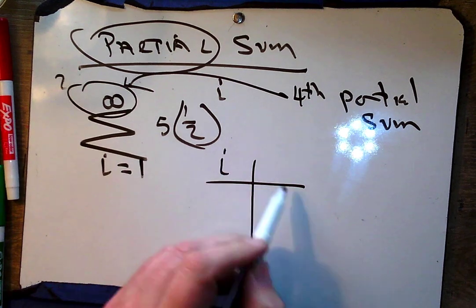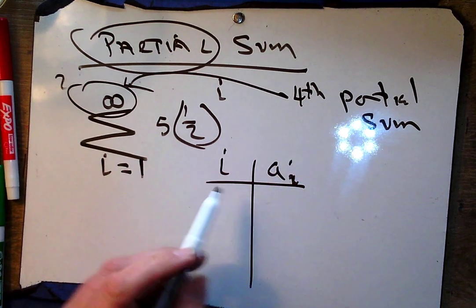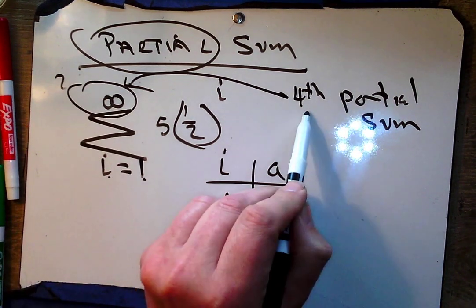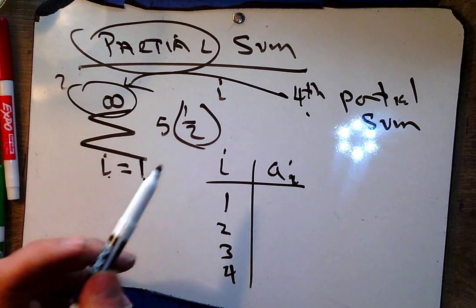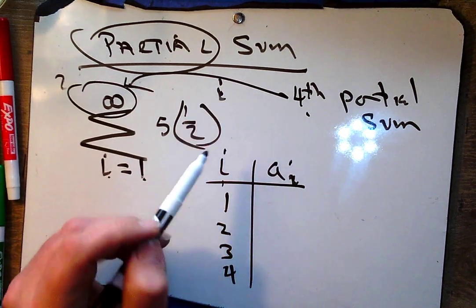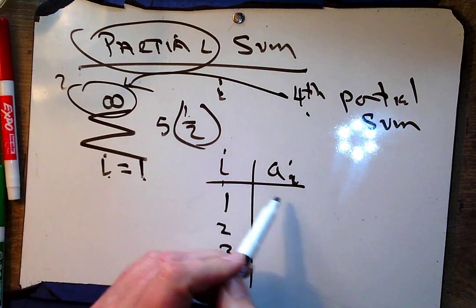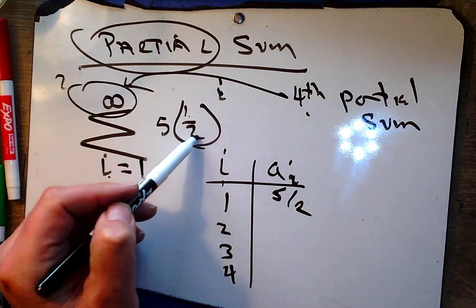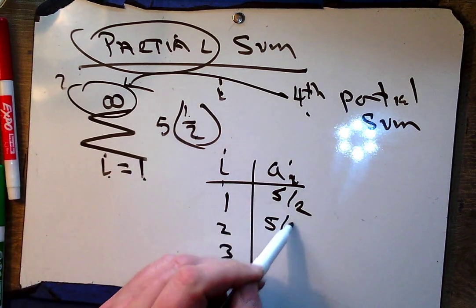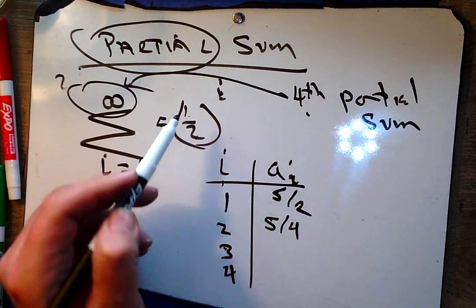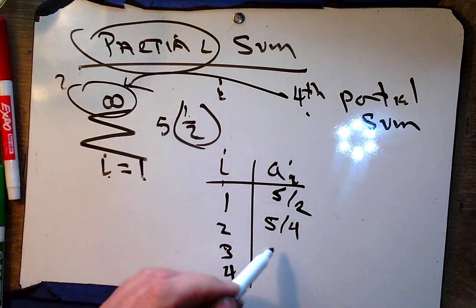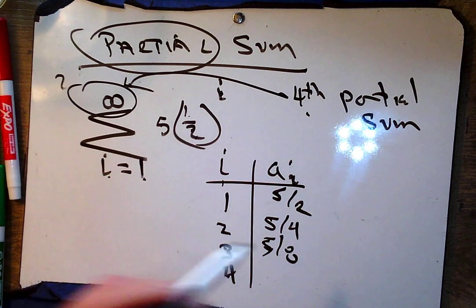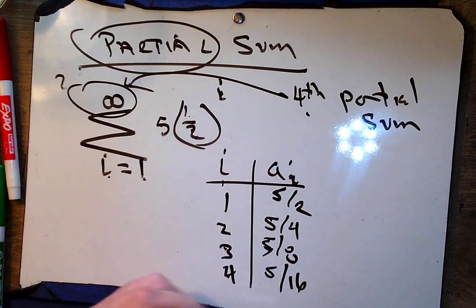So I've got i values and a sub i. If I plug in a 1, because that's where I'm starting, and then a 2 and a 3, and the last one is 4 because I want the fourth partial sum. So I'm plugging in values for i. 1/2 to the 1 is 1/2 times 5, 5/2. And if I plug in a 2, 1/2 squared is 1/4 times 5, I get 5/4. If I plug in a 3, 1/2 to the third is 1/8 times 5, I get 5/8. And this is going to be 1/2 to the fourth, or 1/16 times 5 is 5/16.